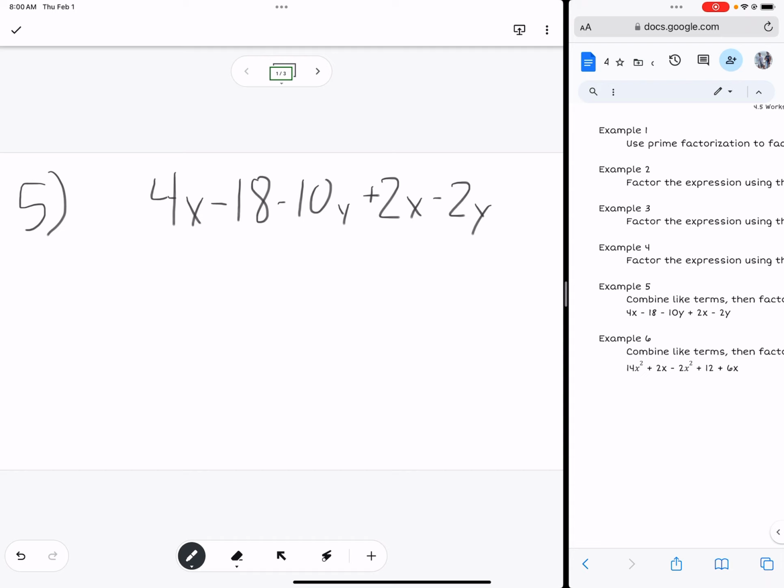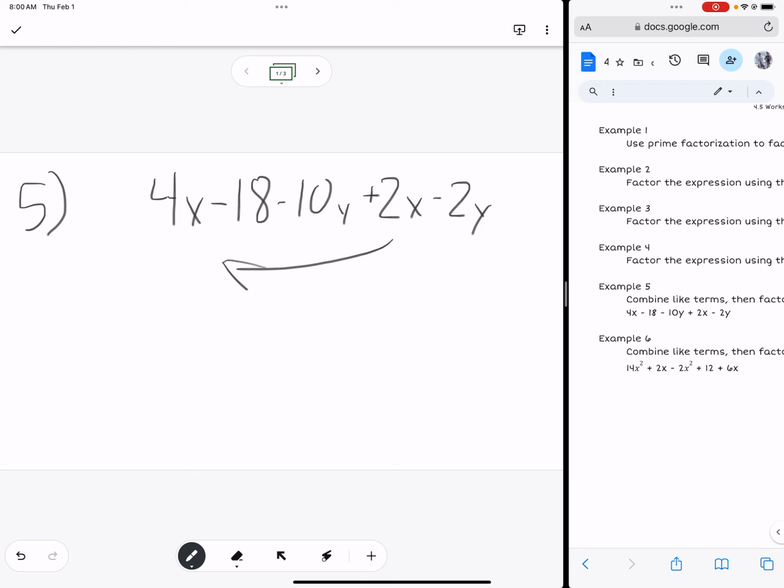Okay. So, could we factor right now? No. Well, why not? Yes. What could we divide all these terms by? We could divide by 2 everywhere, but what should be our first step? That is correct. Our first step should be combining like terms.